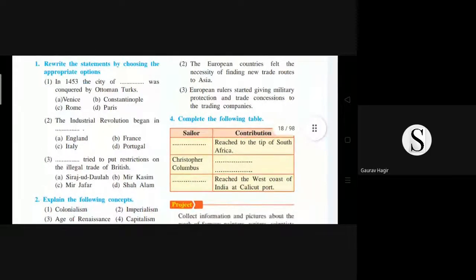In 1453, the city of dash dash was conquered by Ottoman Turk. Please write option in the chat box. Which city was conquered by Ottoman Turk? Yes, Constantinople. Okay, Mansi, please read the statement with answer. In 1453, the city of Constantinople was conquered by the Ottoman Turks.